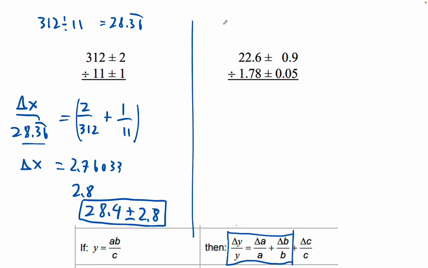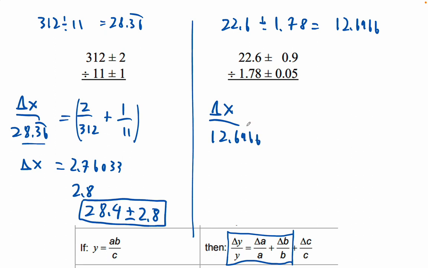All right. So first thing I'm going to do is I'm going to go 22.6 divided by 1.78. Let's get the answer first, right? And that's 12.69. Okay, so now the uncertainty of that number, 12.6966, equals 0.9 over 22.6 plus 0.05 over 1.78.